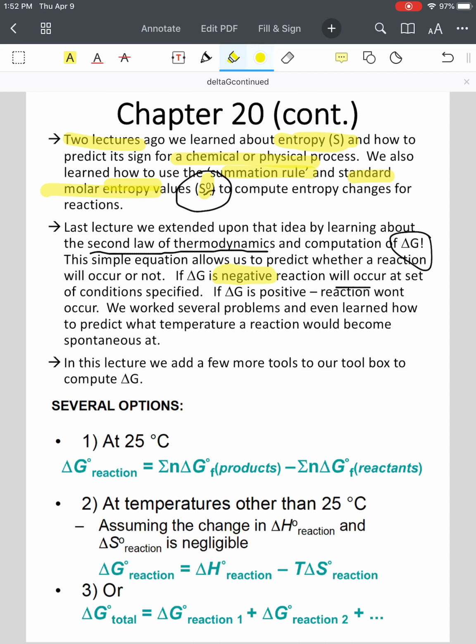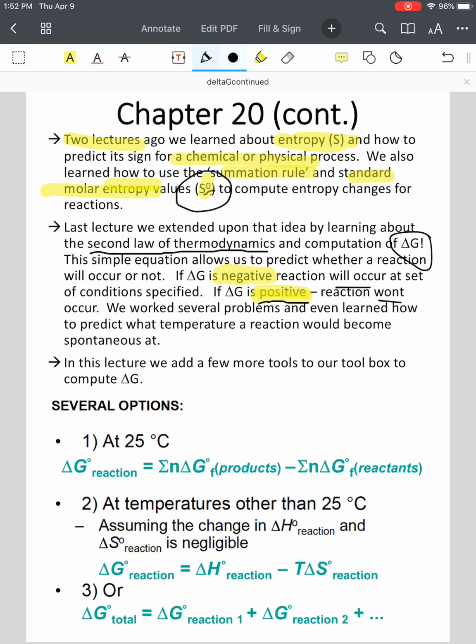On the other hand, if delta G is positive, the reaction won't occur under the set of conditions defined. If delta G is positive, the reaction's non-spontaneous. So computing delta G is really cool because if we can compute that number, we know whether this reaction is spontaneous or not, whether it will happen or not, under the very specific specified conditions that we're considering, all right?